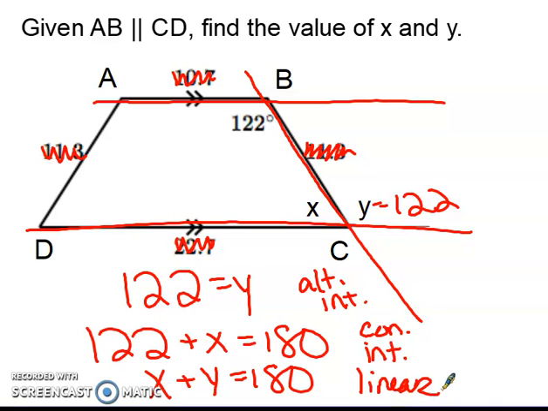So we know what Y is. I can't use X plus Y to solve 180 unless I plug 122 in. So I'm going to use 122 plus X equals 180. That tells me X is going to equal 58 degrees.